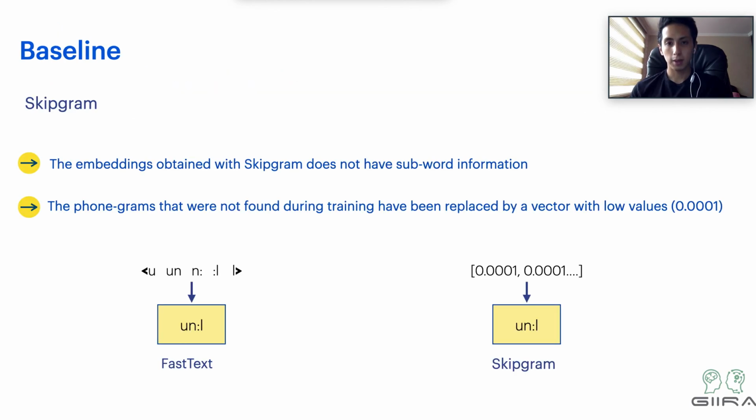As baseline, we have used the same architecture of our system, but instead of FastText, we have used Skip-gram. With Skip-gram, we don't use subword information to learn the embedding. So to represent phonograms that are not present in the training set, we represent those units as embeddings of low values. On the other hand, with FastText, we use the information of lower order units that were learned during training to make the representation of the phonogram.